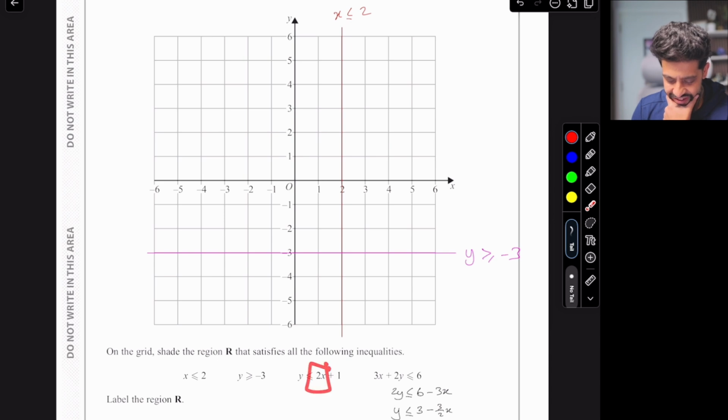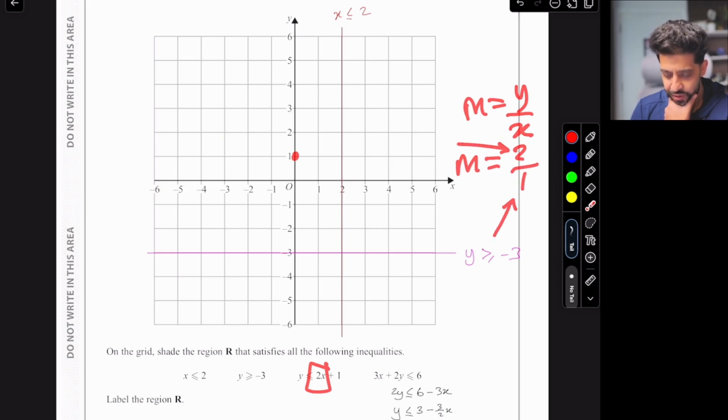Now, the best way to get the gradient is, remember, gradient is equal to y over x. We want the gradient to be 2, so we want 2 over 1. So along for the x, we want 1, and on the y, we want 2. So along by 1, up by 2. Along by 1, up by 2, like that. So these are the points you want to make a marking of.